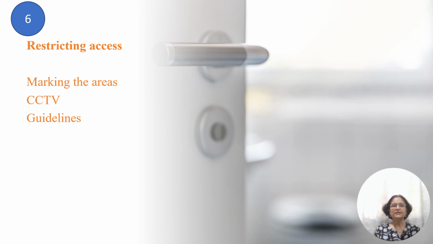So you can always mark the areas as restricted access. That is helpful. CCTV cameras can be installed, and you can always have a guideline that camera phones or smartphones are not permitted in such premises. So if access is restricted, your information actually is taken care of very well.